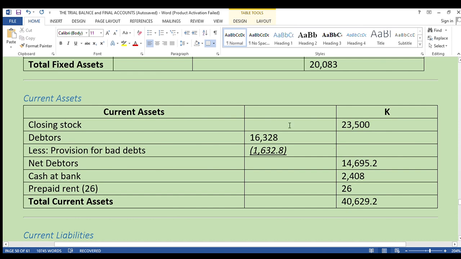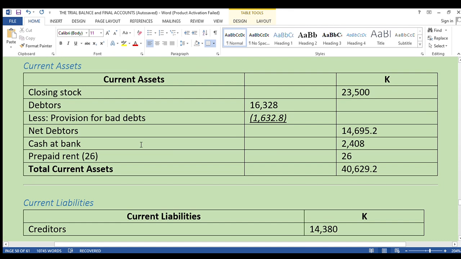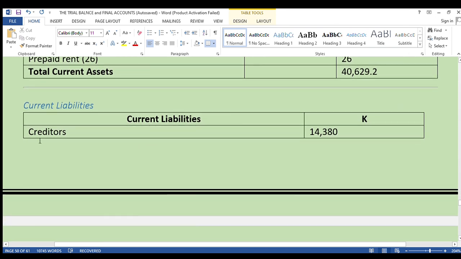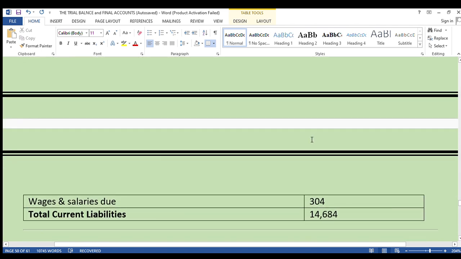The idea is we need to know the total value of assets. We have the fixed assets, we have the current assets, but from current assets, we need to subtract the current liabilities. Most of the time current liabilities will be creditors, but in this case we had something new, the wages that were due. So wages and salaries that are due, we have to add them to current liabilities. So when we add, we get this.